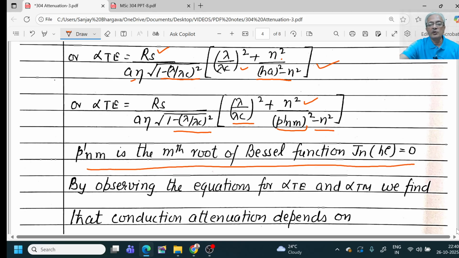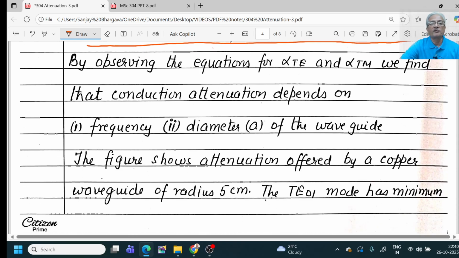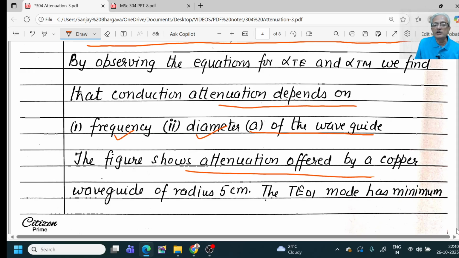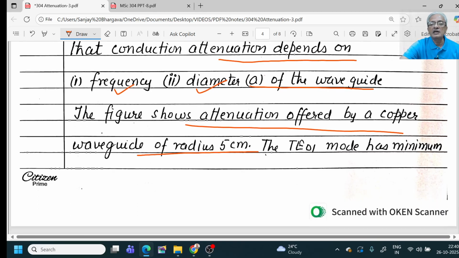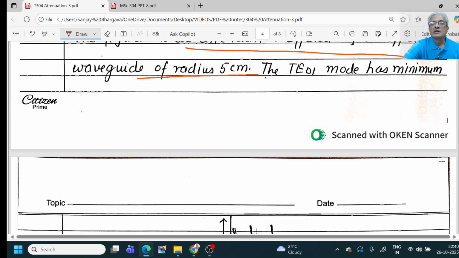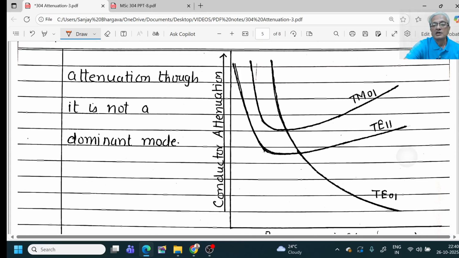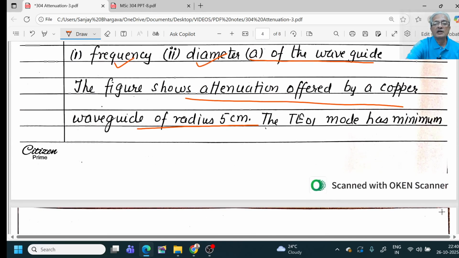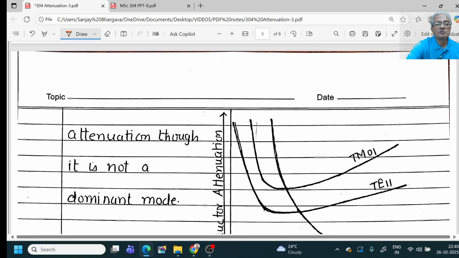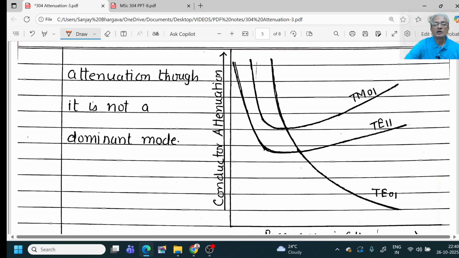By observing the equations for alpha_TE and alpha_TM, what do we find? That conduction attenuation depends on frequency and diameter a of the waveguide. The figure shows attenuation offered by a copper waveguide of radius 5 cm. The TE01 mode has minimum attenuation, though it is not the dominant mode.